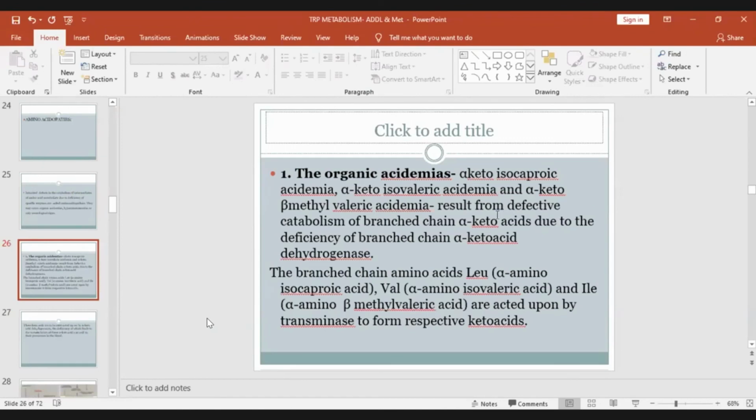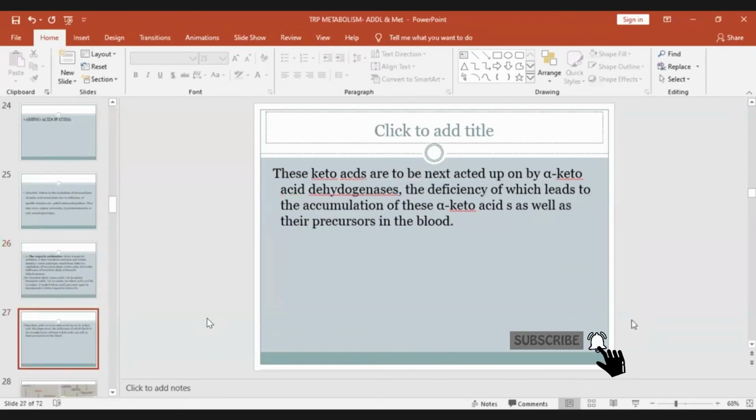Whereas valine, alpha amino isovaleric acid, is converted to alpha keto isovaleric acid. Whereas isoleucine is alpha amino beta methyl valeric acid. So it is converted to alpha keto beta methyl valeric acid. These keto acids are then acted upon by alpha keto acid dehydrogenase, similar to pyruvate dehydrogenase and alpha keto glutarate dehydrogenase. Same 5 coenzymes are necessary, same decarboxylation is brought about, and coenzyme A derivatives are formed.